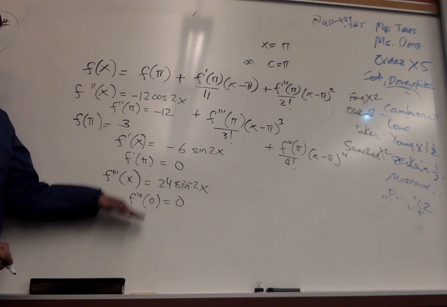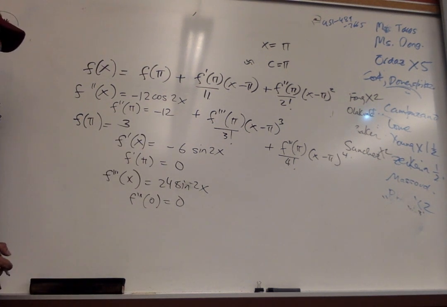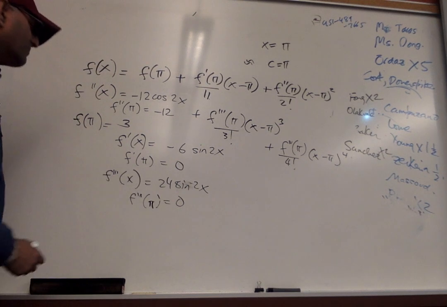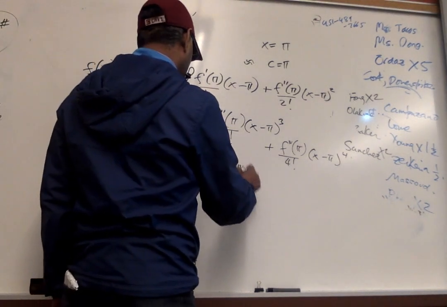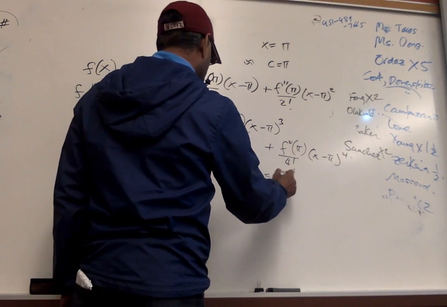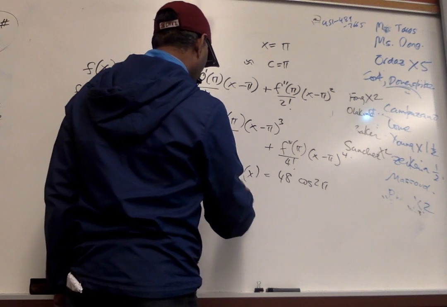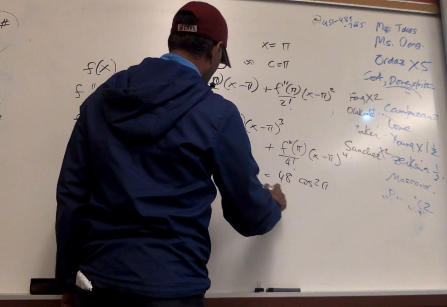Guys, this is not optional. Don't do this in your head. The AP requires this. Sorry, go on. Oh, so you're right. Of pi. Thank you. And then finally, the fourth derivative is positive 48 cos 2x. Therefore, f4 of pi is positive 48.